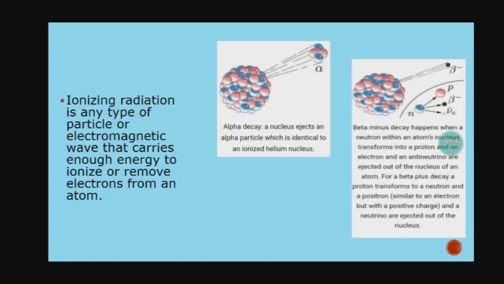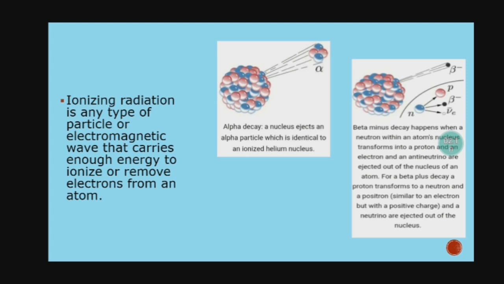Ionizing radiation is any type of particle or electromagnetic wave that carries enough energy to ionize or remove electrons from an atom. So as you can see here in the first picture, the alpha decay. It has a nucleus that ejects an alpha particle, which is identical to an ionized helium nucleus.